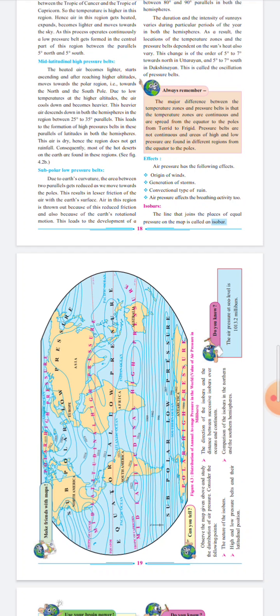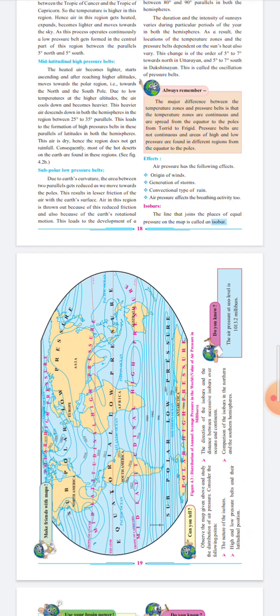What is the meaning of isobar? The line that joins the places of equal pressure on the map is called isobar. Okay. Second question is, high and low pressure belts and their latitudinal position.